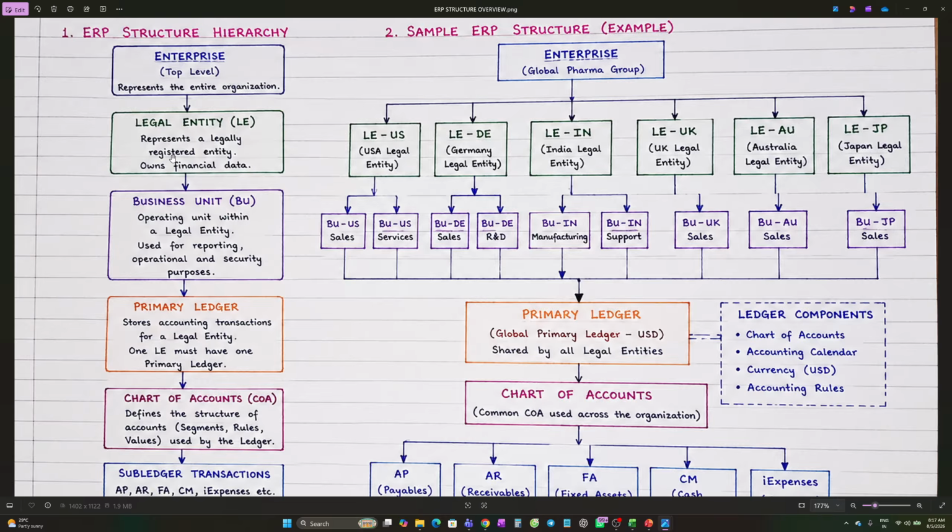Under the enterprise structure, as we discussed in the Excel sheet, enterprise always stands at the top level. We can see the higher management, the top level management, all under the focus of enterprise only. This enterprise represents the entire organization.